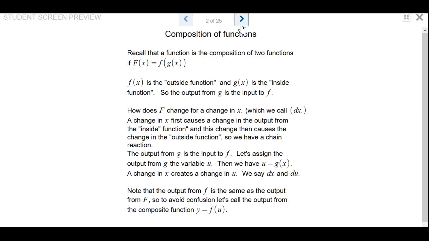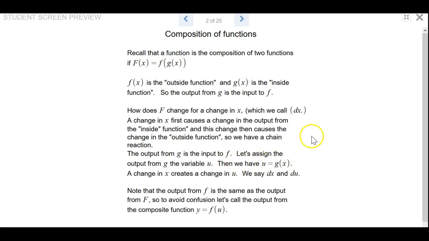So remember that a composite function has two parts: an inside function and an outside function. The output from the inside function is the input to the outside function. When you look at the derivative of a function, you're looking at the instantaneous rate of change of the output versus the input. Since we have an extra layer here, we need to consider how the inside function changes and then how that changes the outside function for a change in x.